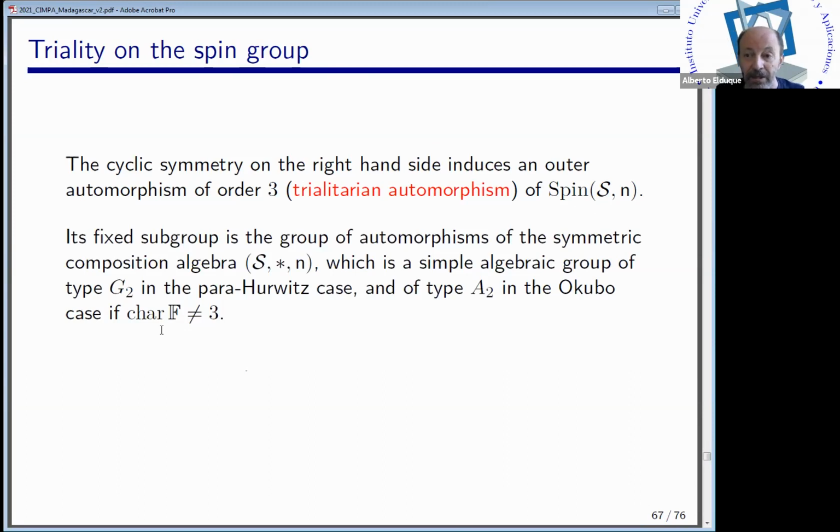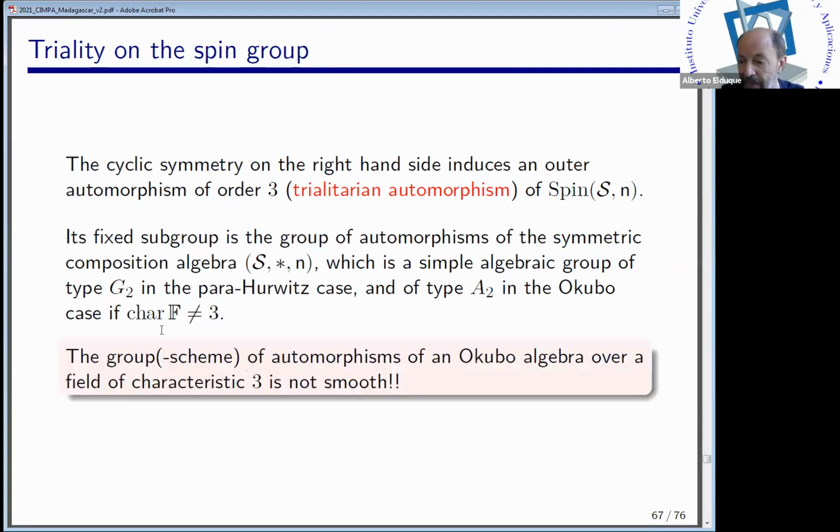So, with any symmetric composition algebra, we can use it to define a very nice isomorphism from the corresponding Clifford algebra into a very concrete algebra: the algebra of 2 by 2 matrices over the algebra of endomorphisms of this 8-dimensional space. And using this isomorphism, we can deal in a very nice way with the phenomenon of triality in dimension 8. What happens in characteristic 3?